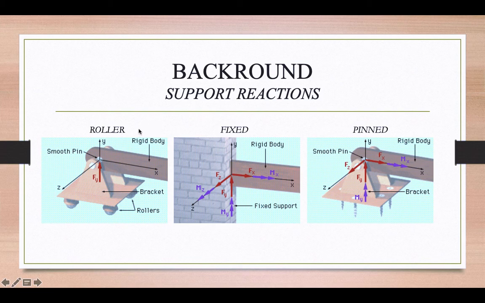For some background information, there are different ways to support a beam. To the left, we have a roller support. A roller only offers a reaction in the Y, but allows for movement in all other directions. Fixed support does not allow for movement in any direction, along with provides a moment resistance in all directions. A pin support is similar to a fixed support, except that it does not provide a moment resistance in the Z direction, so this beam can freely rotate around the Z-axis.